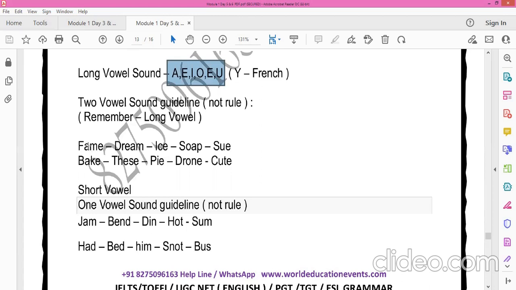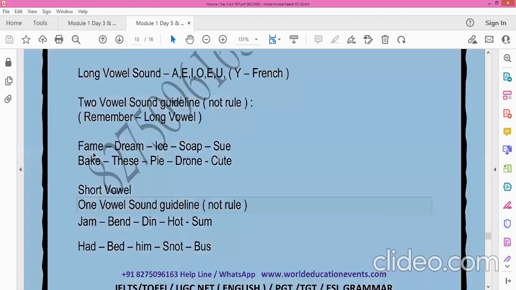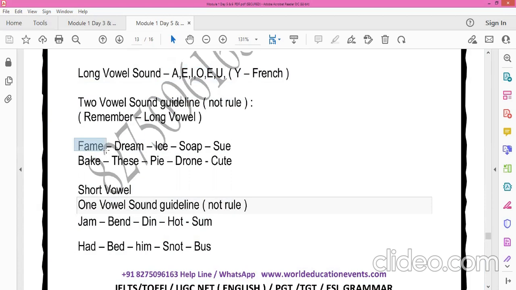Okay. So remember, in a word, when we do have two vowels. So here, how many do we have in fame? Two. I'm not talking about sound, I'm talking about the letters. Okay, so there are two. So remember, the second will become silent. This is the first rule. The second will become what? Silent. And the first, you have to sound the same as you have learned in the alphabet.